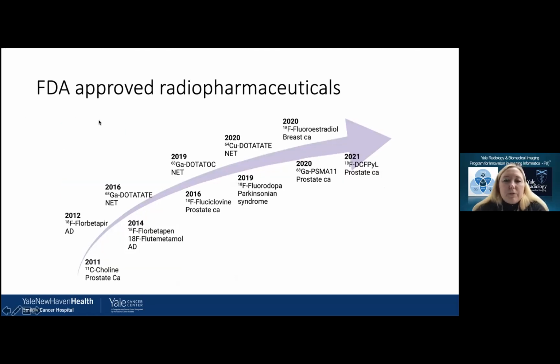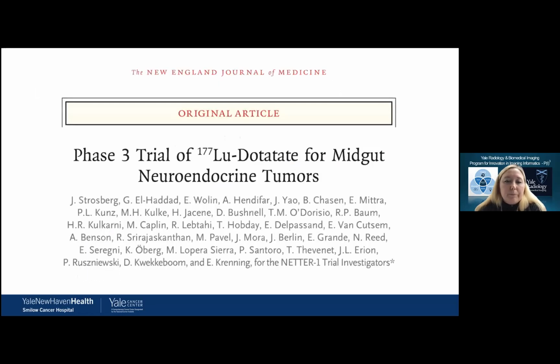So for FDA-approved radiopharmaceuticals, there's really been an explosion in recent years. We really kind of started with the C11 choline for prostate cancer, and gallium dotatate was approved for neuroendocrine tumors in 2016, and then was followed by gallium dotatoc. And the difference between TATE and TOC is in the peptide portion of the targeting agent, and they work pretty much the same in terms of ability to detect somatostatin receptors. We also now have a copper 64 labeled dotatate, and the therapy for lutetium dotatate has also been FDA approved for quite a while now.